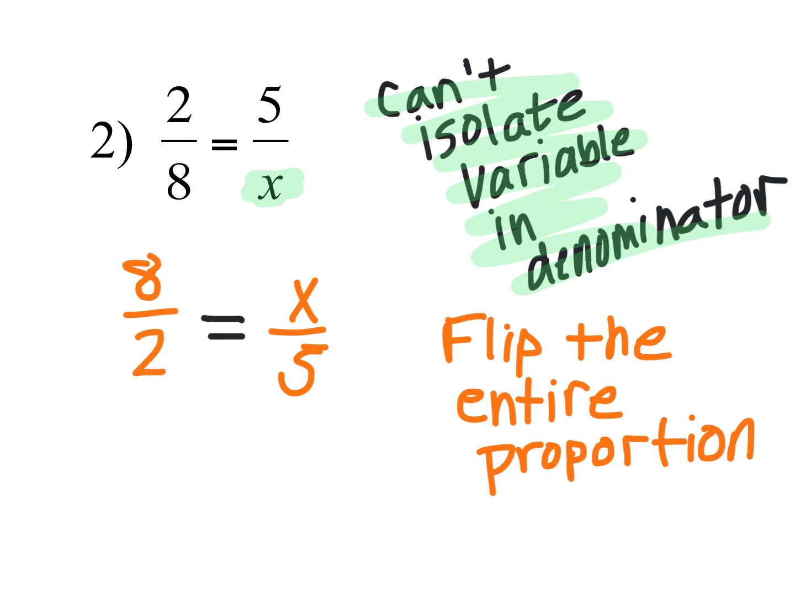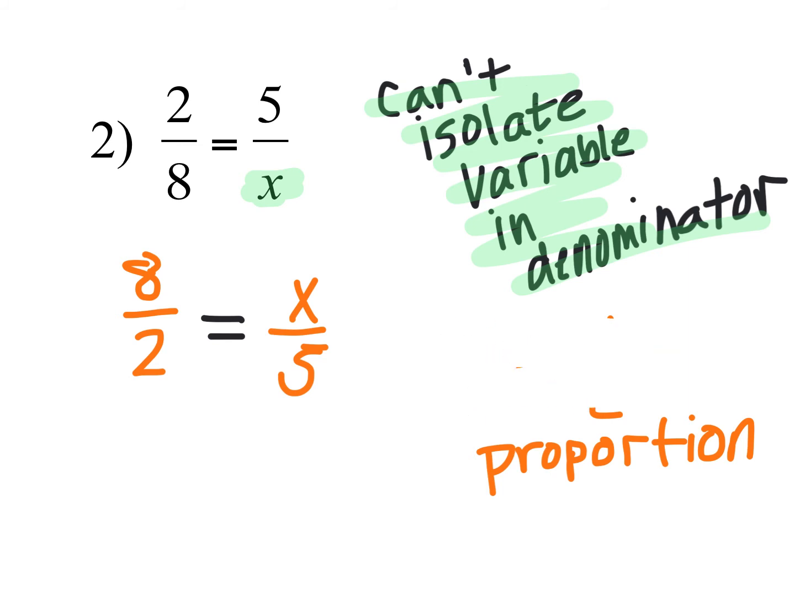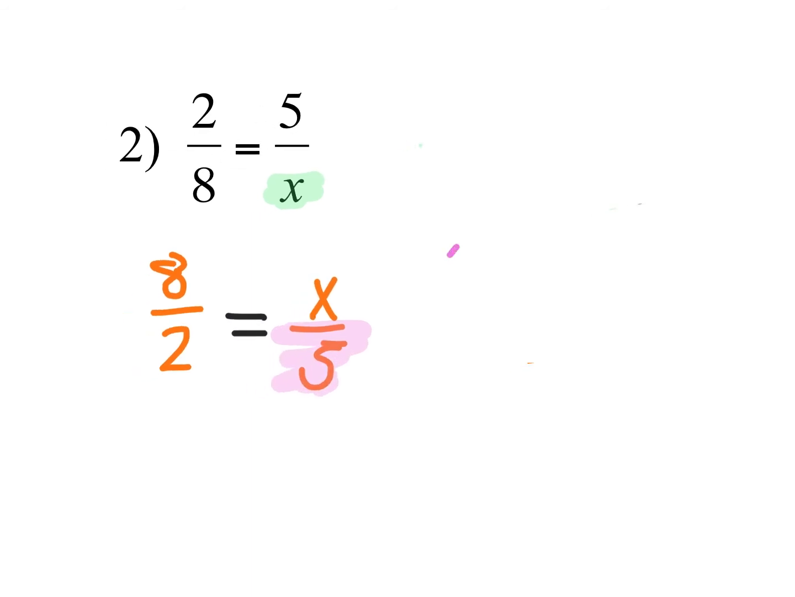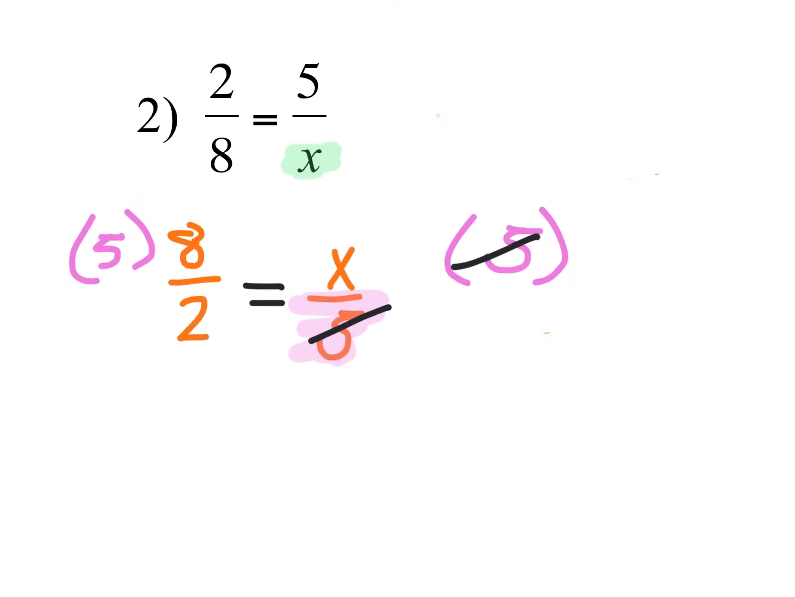And so once you've got the variable, I should say, in that numerator, you're going to do exactly what we did before, which is to isolate that variable. So in this case, I have dividing by 5. How am I going to cancel out dividing by 5? I'm going to multiply by 5. And I need to do it on both sides. So here, those 5s are going to cancel each other out. That's going to leave me with just an x isolated.